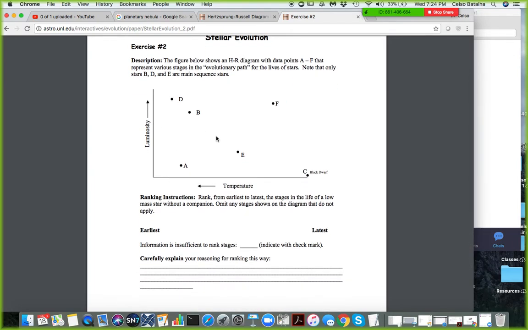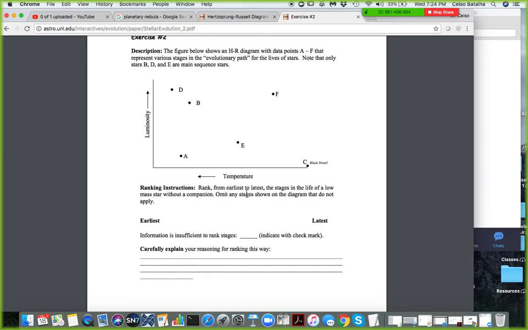I don't know where the sun is here. I know that this star F is evolved. It left the main sequence. The star A looks like a white dwarf, and C is a black dwarf. That's what it looks like. Okay. Rank from the earliest to the latest the stages in the life of a low mass star without companion. Okay, so it's a low mass star without companion.